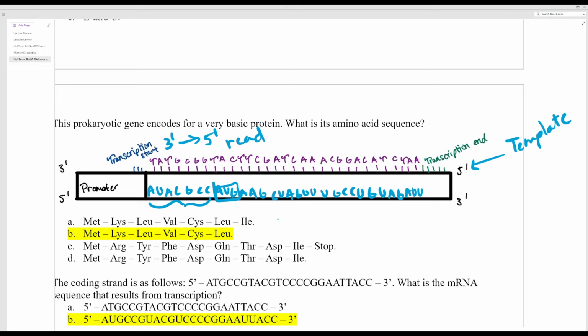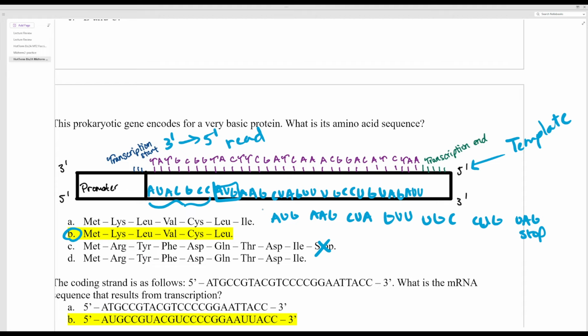So it'll be AUG, then AAG, CUA, GUU, UGC, CUG, and UAG, which I know is a stop codon. Okay, first off, I can cancel this one out because we never include stop, and I have AUG. It always starts with methionine, so that works. 1, 2, 3, 4, 5, 6. 1, 2, 3, 4, 5, 6.